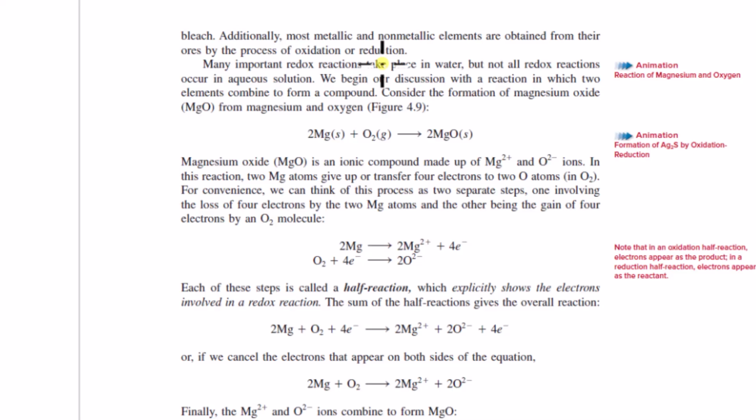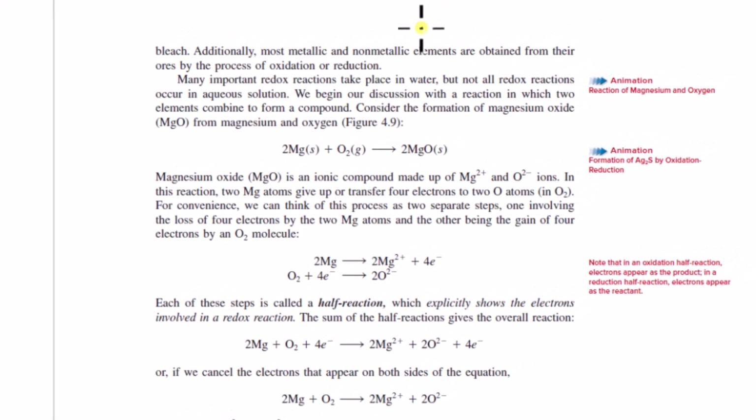So yes, of all of the reactions that occur in nature, biological processes, industrial processes, etc., many of these reactions are oxidation-reduction reactions, redox reactions. Like they just mentioned, the burning of fossil fuels. Any combustion process involves a redox reaction. It mentioned here, most metallic and nonmetallic elements are obtained from their ores by the process of redox reaction.